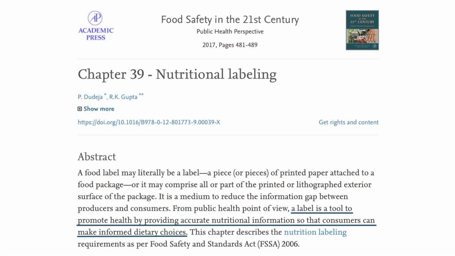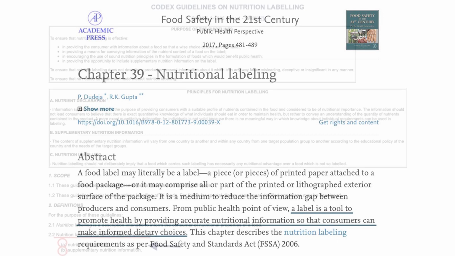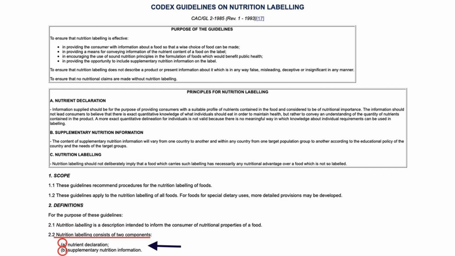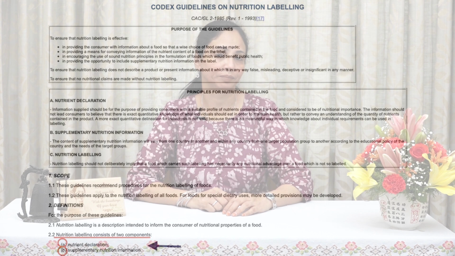Hi, I'm Dr. Radha. I'm here to talk about how to be a smart consumer in understanding nutrition labeling and health claims. A food label is a tool to promote health by providing accurate nutritional information so that consumers can make informed dietary choices. It comprises two components: nutrient declaration and supplementary nutrition information.